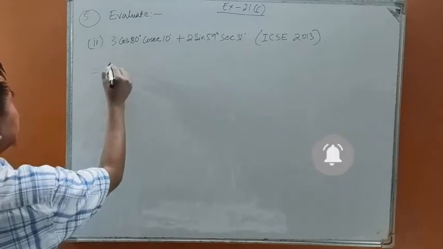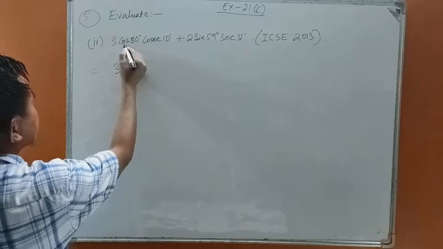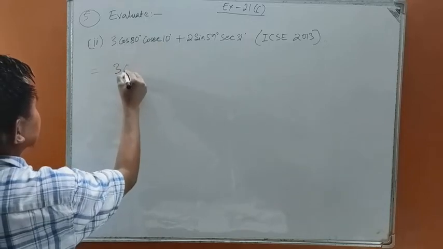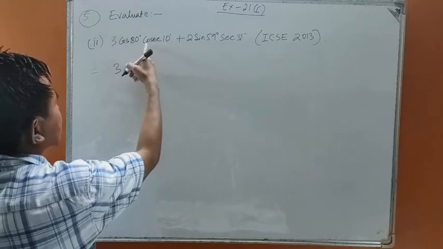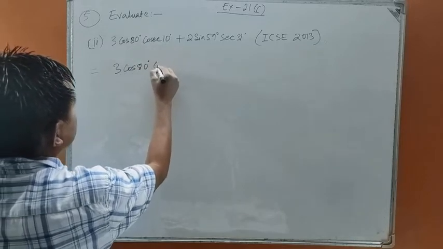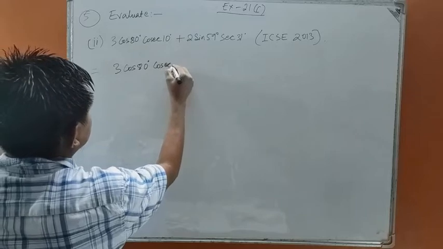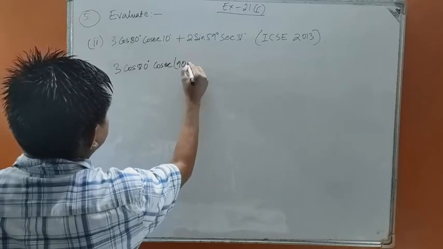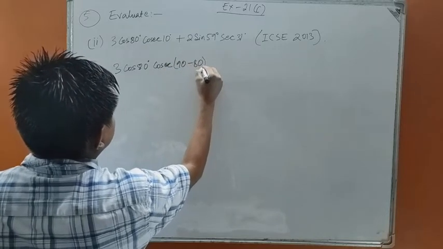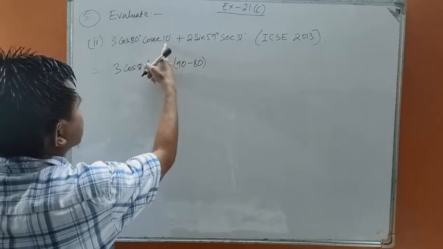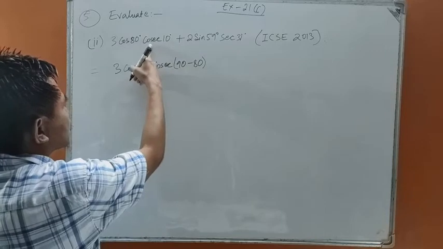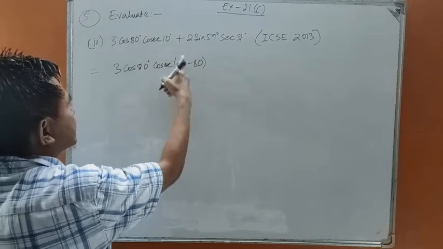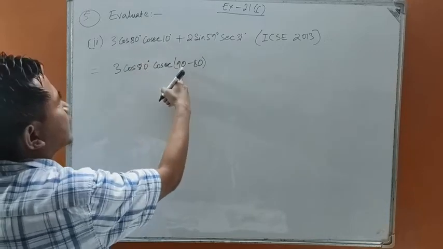Very simple question. This 3 comes here as it is. We copy cos 80 degree as it is. Now this cosec 10 degree can be written as cosec of 90 minus 80. 90 minus 80 gives us 10, isn't it? Instead of 10, I am writing 90 minus 80.